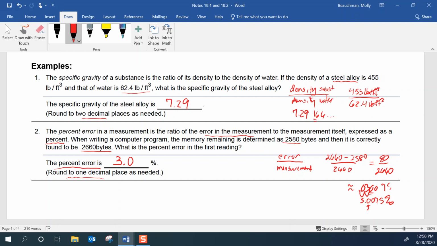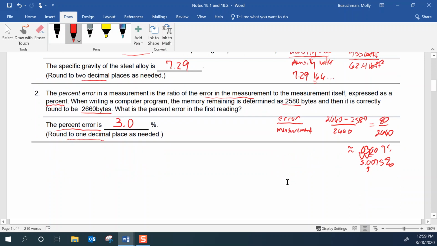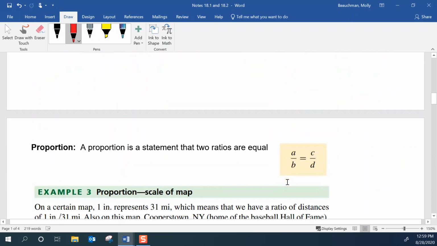All right, so that's a review of ratios and rates and how to take a look at problems that deal with ratios. Well, the next part of these notes is a proportion, and a proportion is a statement that two ratios are equal to each other.